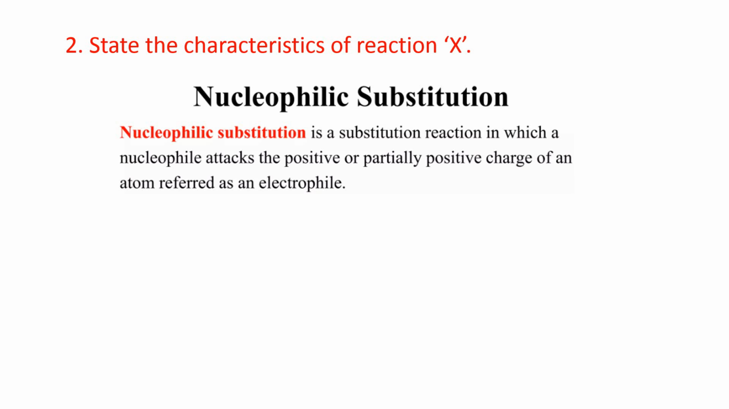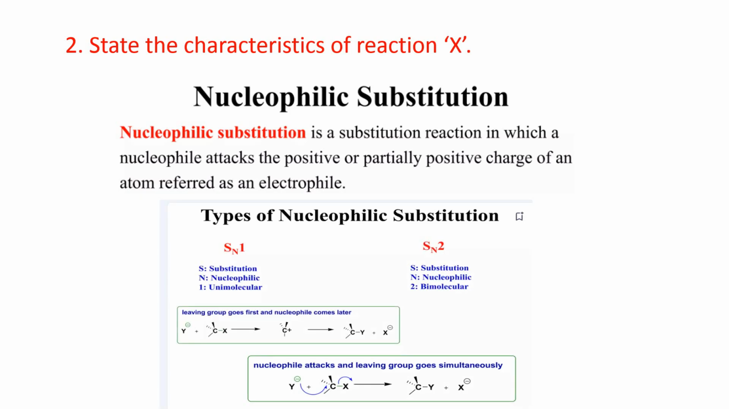Reaction X is nucleophilic substitution reaction where a nucleophile, that is a negatively charged species or species with lone pair of electrons, attacks the positive center, that is a positive or partially positive charge of an atom, which is referred to as electrophile. This nucleophilic substitution reaction is of two types. SN1, substitution nucleophilic unimolecular, where the leaving group leaves first and then the entering group or nucleophile attacks.